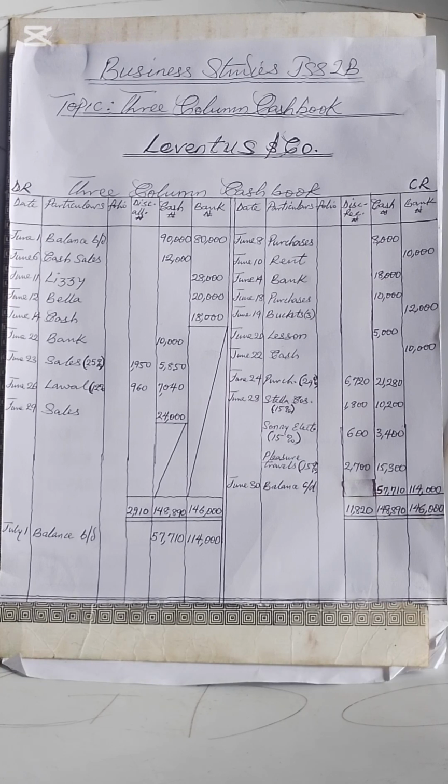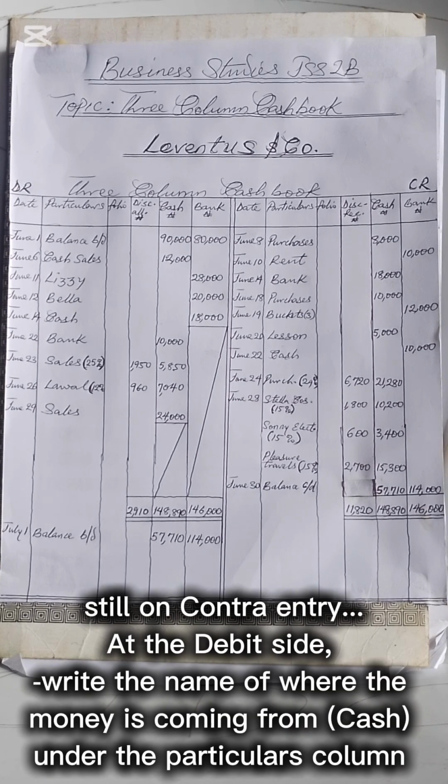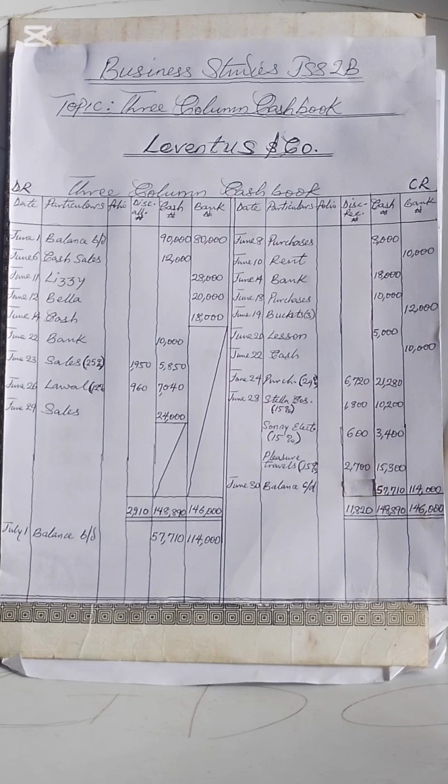Good. Now, look at this. Or should I repeat it again? Just let me go ahead. June 18, cash purchases. Let me still say something about the contra entry. Look at that again. Paid cash into bank. The money is going to bank, but under the cash column, that should be at the credit side. Now, the money is coming from cash, but received by the bank. Very good.